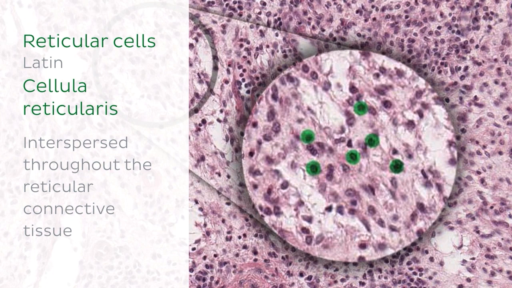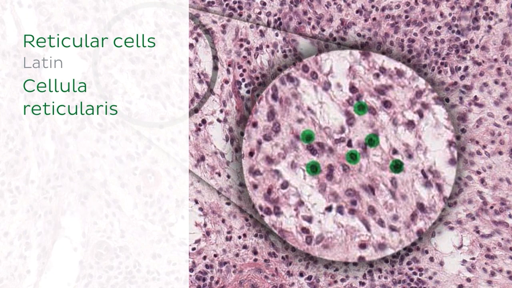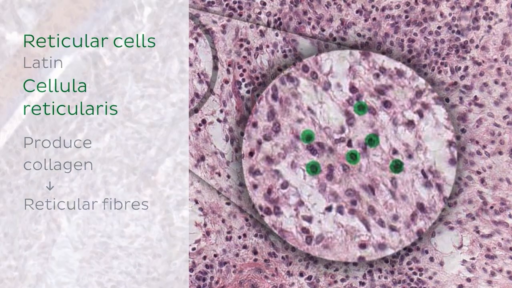They can often be seen hanging around junctions of reticular fibers and produce collagen, which forms the reticular fibers. The reticular cell membrane extends and encapsulates the fibers. This is important as this allows other cell types to interact with the fibers via the reticular cell membrane.